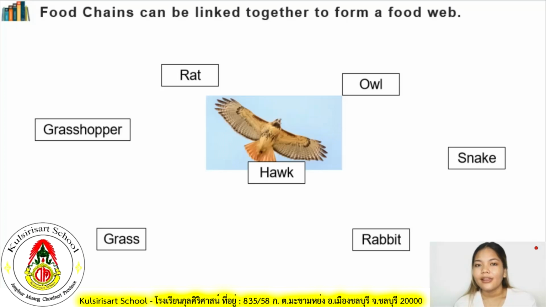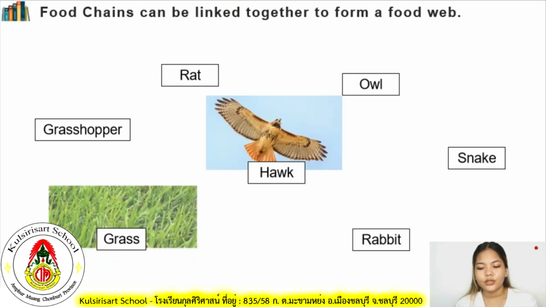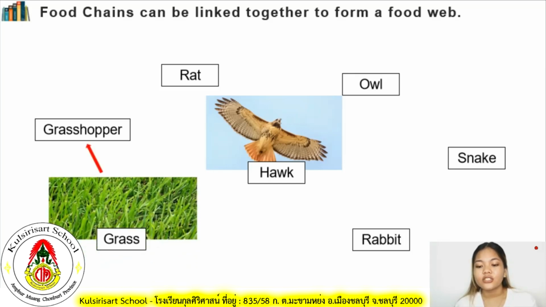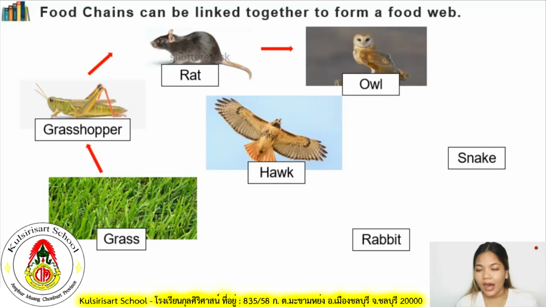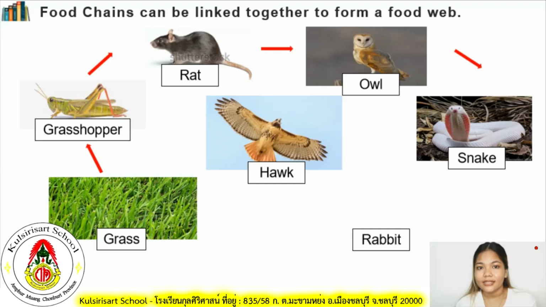Now, let's have here an example of a food chain. For our producer, we have the grass, which is eaten by a grasshopper. This grasshopper, which is a primary consumer, is eaten by a rat, which is a secondary consumer. This rat is eaten by the owl, which we can regard as the tertiary consumer. This owl can be eaten by a snake, which is the apex predator.